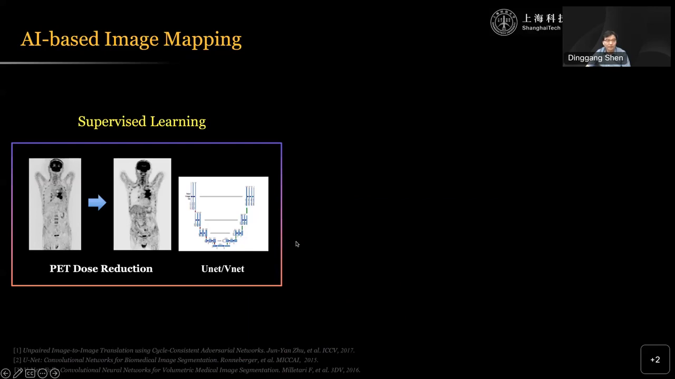For the AI-based image mapping, there are 2 methods. One is called supervised learning. For supervised learning, you always have paired images in image reconstruction. For example, you have low dose PET and the standard PET. You try to use a deep learning algorithm to reconstruct the standard dose PET image from the low dose PET image.